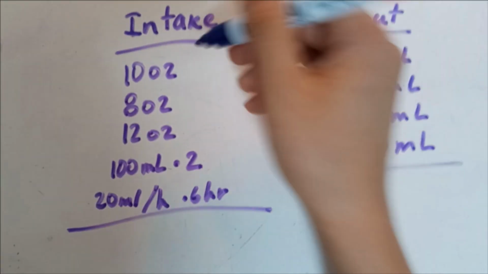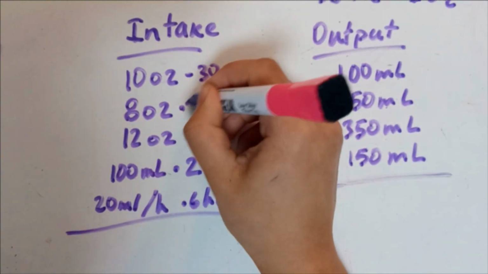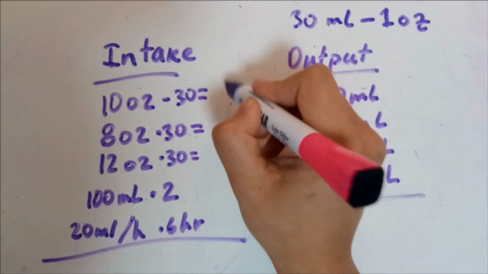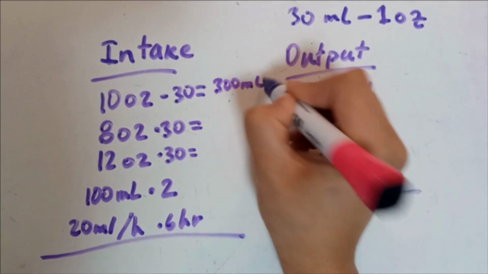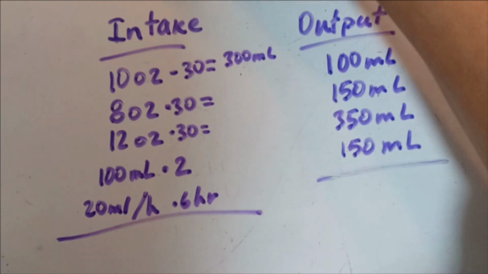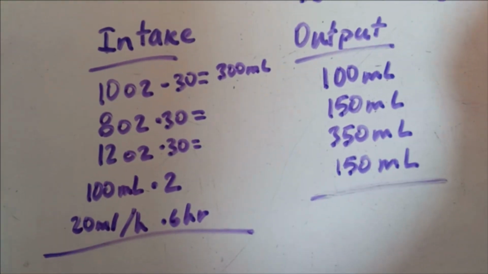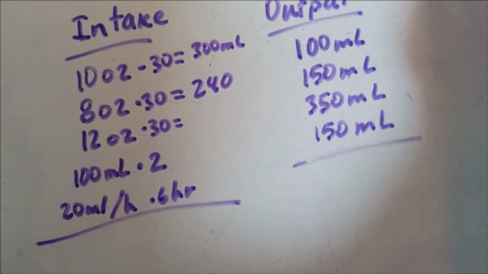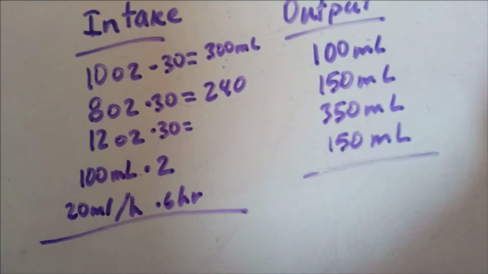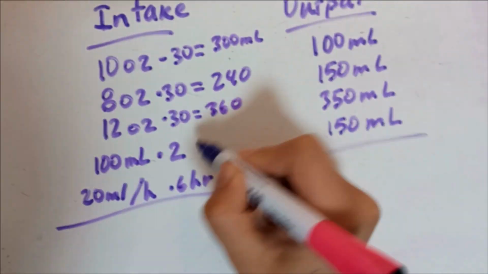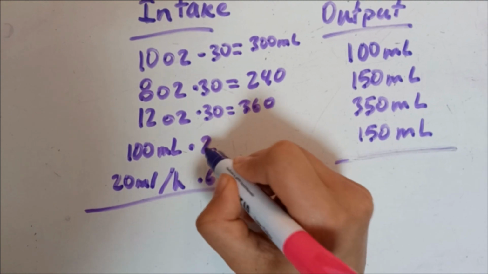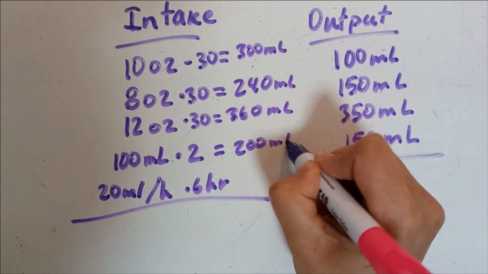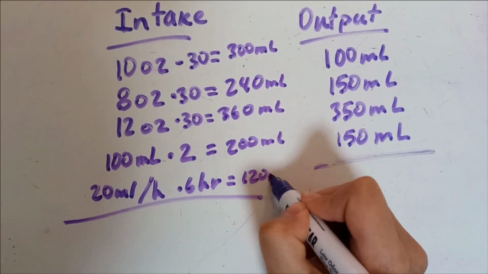On this side we have to convert these ounces to milliliters, so we multiply them by 30. So we have 300, 240, and 360, okay? Then we also have 100 times 2, because they had 2 IVs, so that's 200. These are all milliliters. And then 20 times 6, so 120 milliliters.